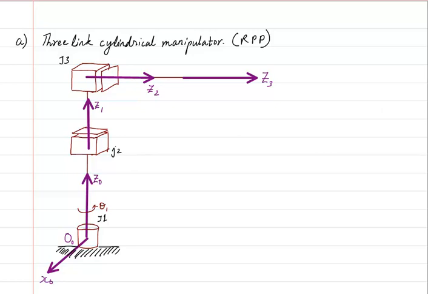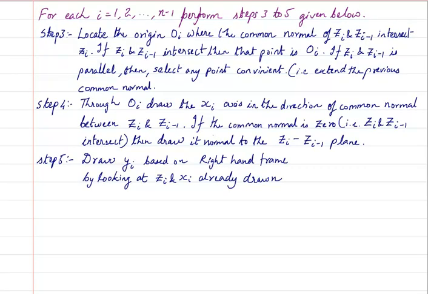So what is the rule for that? The rule says that if Zi and Zi minus 1 are parallel, then select any point which is convenient and extend the previous common normal. So there is no previous common normal here, because the previous frame itself was the base frame.